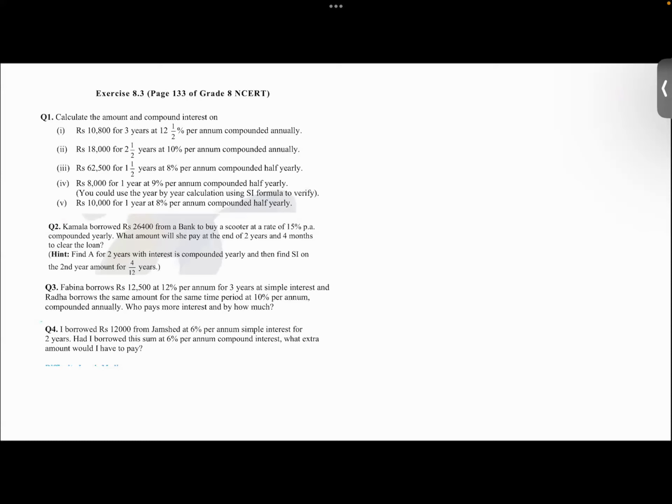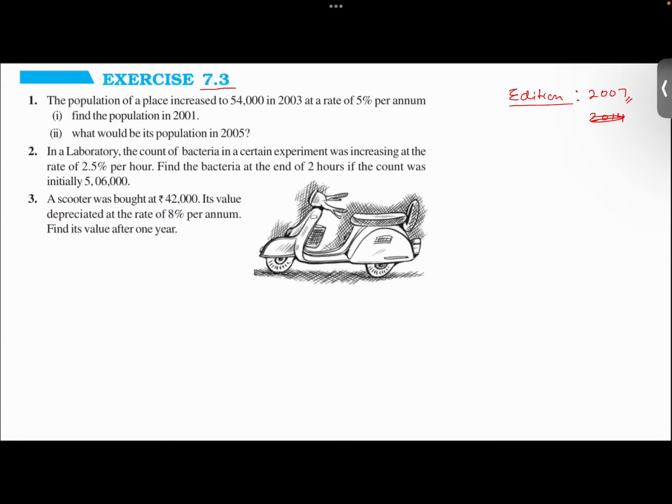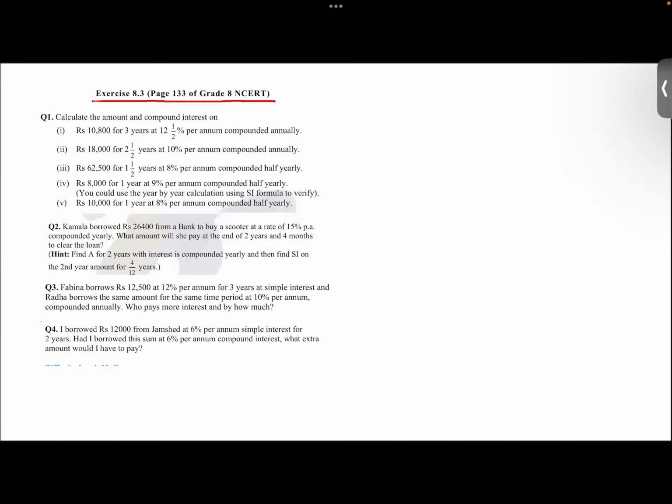Okay, because Ahmed also had the same exercise in the previous class. Now you told me that your exercise starts with this question. That's why I thought that we are having two versions. Okay. So the latest exercise, I guess 8.3, is as per the latest NCERT book. Okay, guys. So far, everything is clear or not?